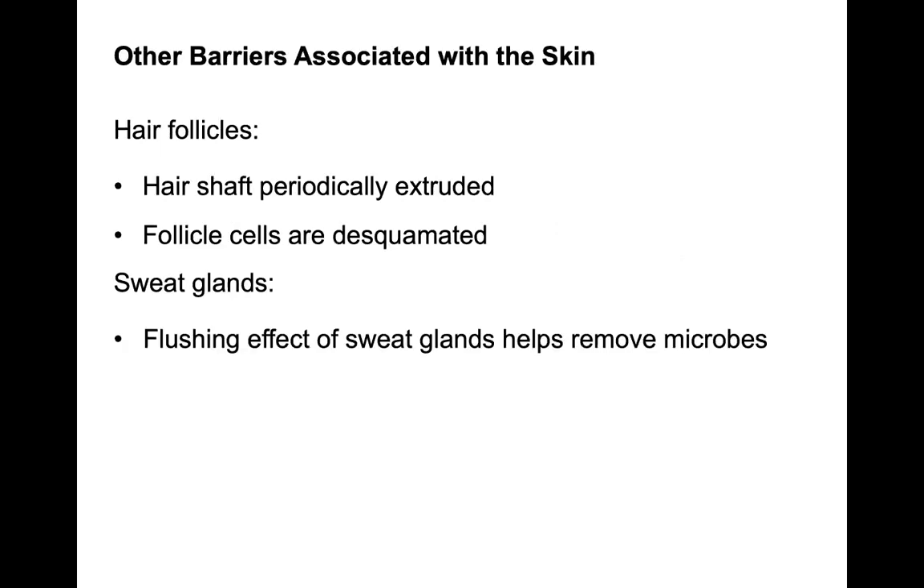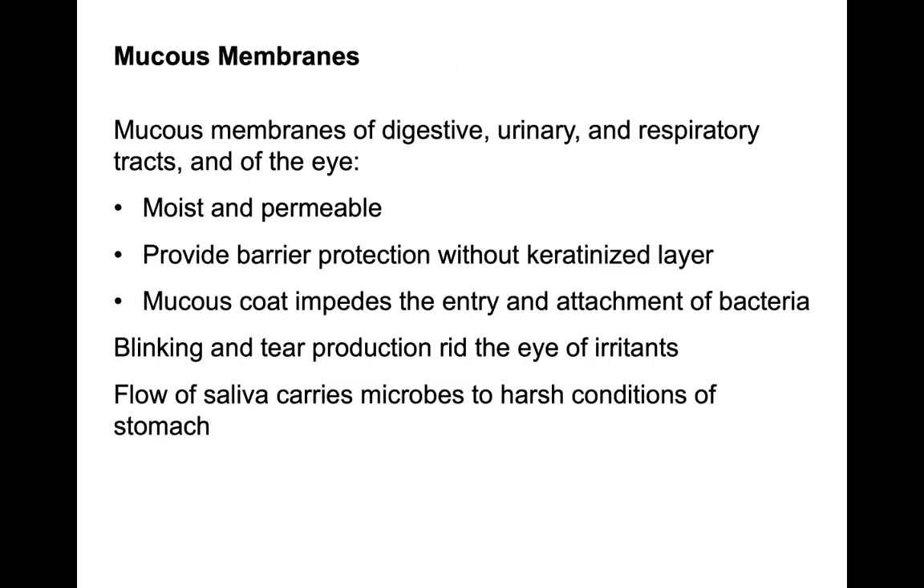Other barriers that are associated with the skin, we have our hair follicles. The hair shaft periodically gets extruded. Follicle cells are desquamated. And sweat glands, you get the flushing effects of sweat glands that help to remove microbes. Mucous membranes of the digestive, urinary, and reproductive tracts and of the eye. They are moist and permeable. They provide barrier protection without a keratinized layer. And the mucus coat impedes the entry and attachment of bacteria.